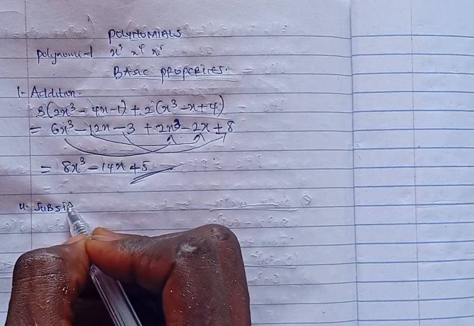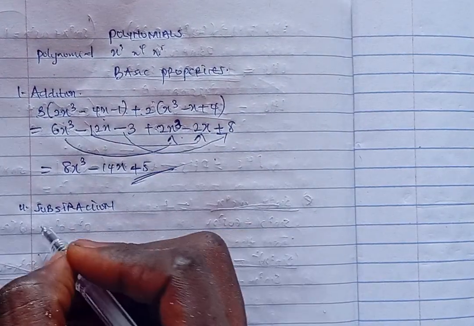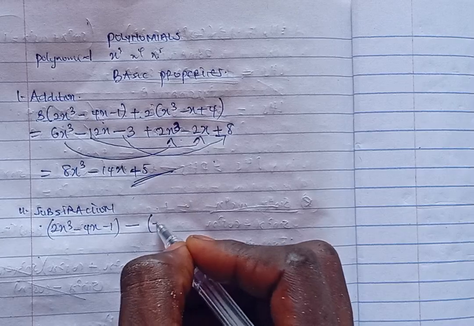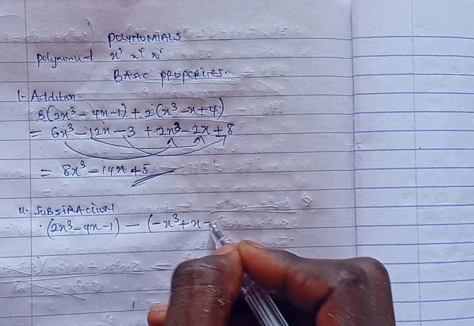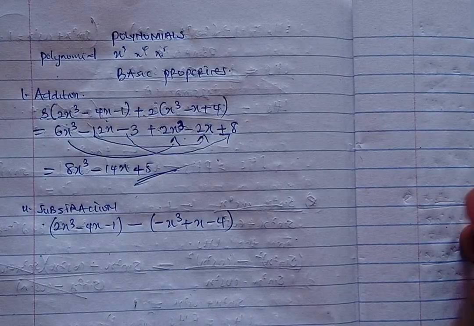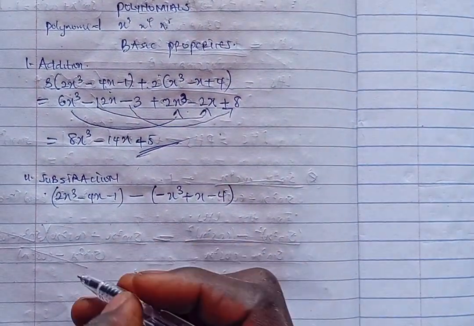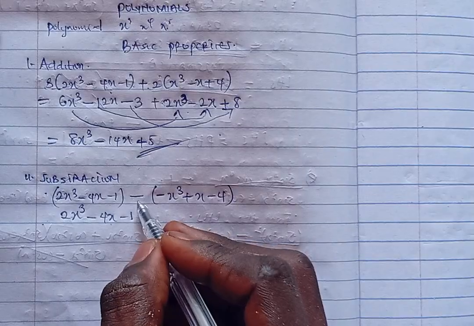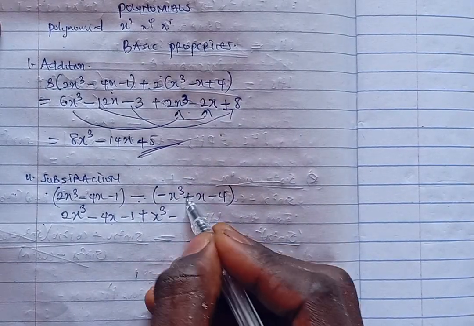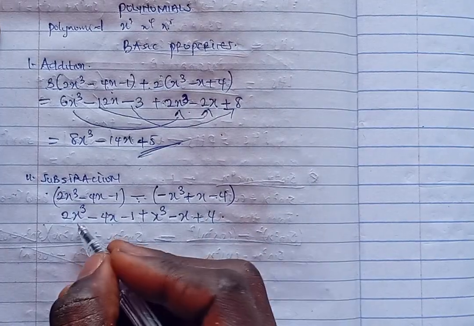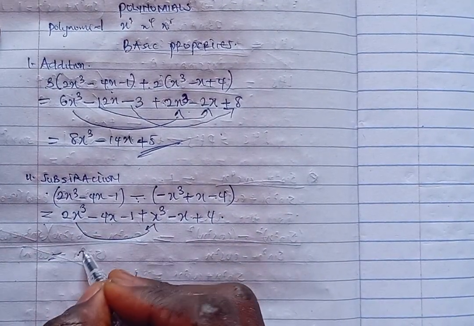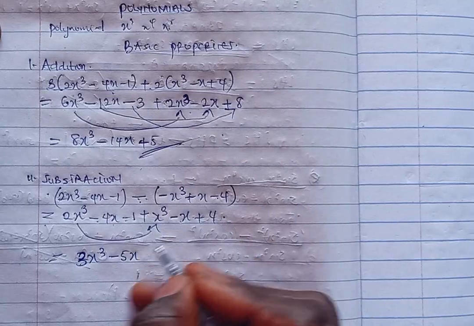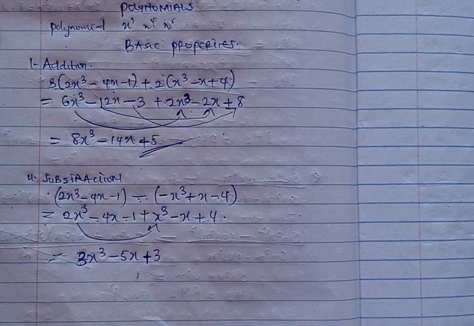Let's now see subtraction. Let me still use the first question. Let's say I have 2x cubed minus 4x minus 1 minus, okay, let me change it, plus x minus 4. Now how are you going to go about this one? It's still the same thing. 2x raised to power 3 minus 4x minus 1, open the bracket by this negative, you have positive x raised to power 3 minus x plus 4. So collecting the like terms, you have 3x raised to power 3, minus 4x minus x, minus 5x, minus 1 plus 4 plus 3. So that's that for subtraction too.